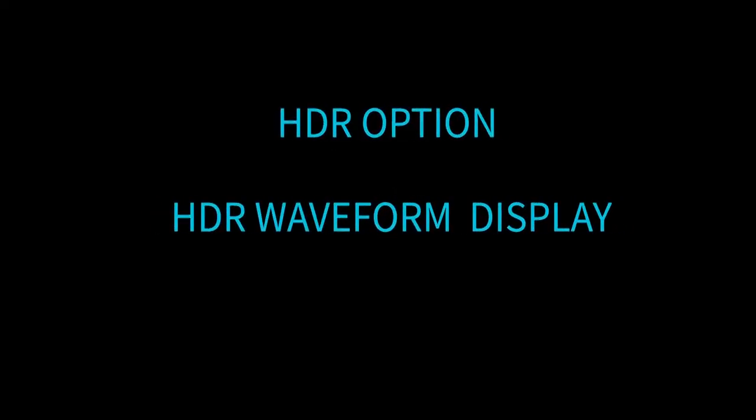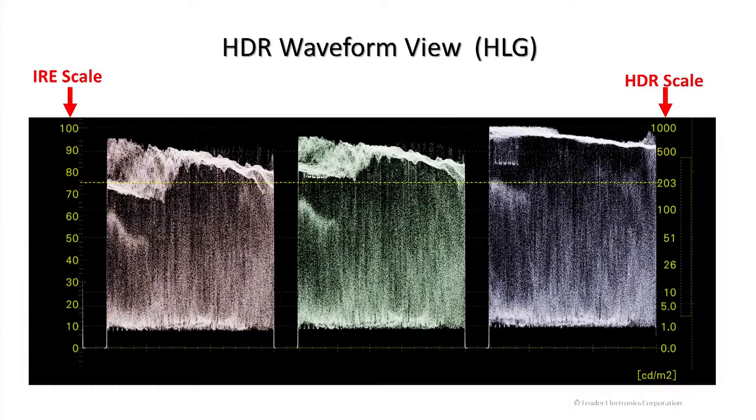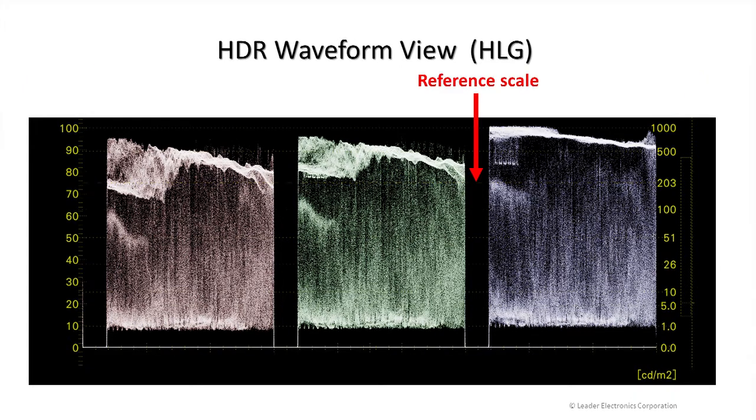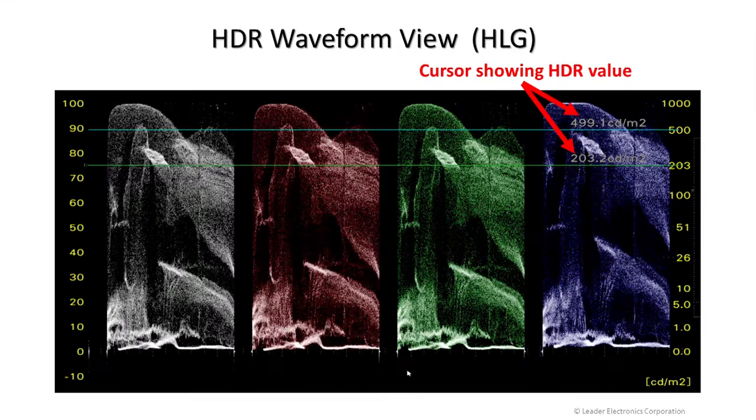We will show you the HDR waveform display. Adding the HDR option will allow you to display the HDR scale on the right side of the waveform display. The reference scale is displayed at the boundary between HDR and SDR. You can also use the cursor to show the HDR value at certain points.